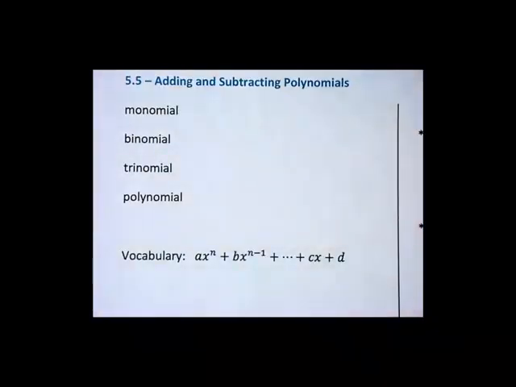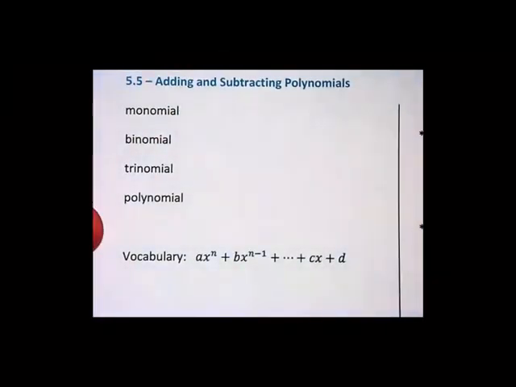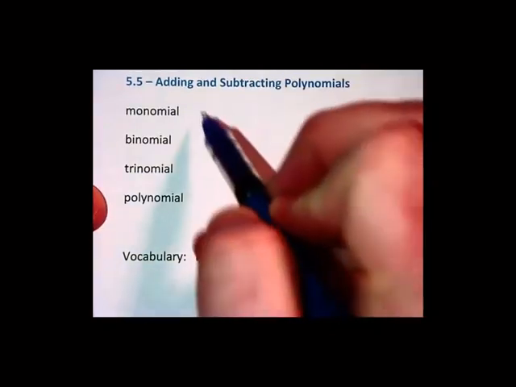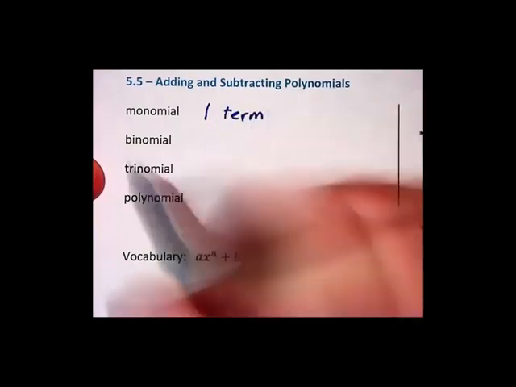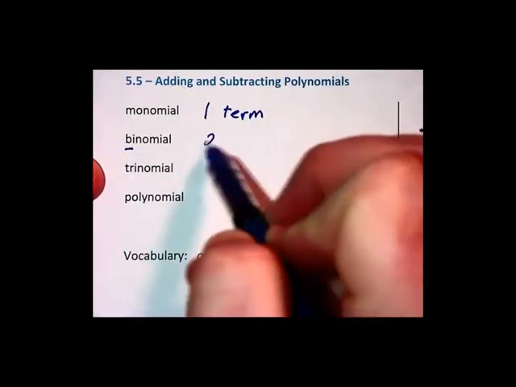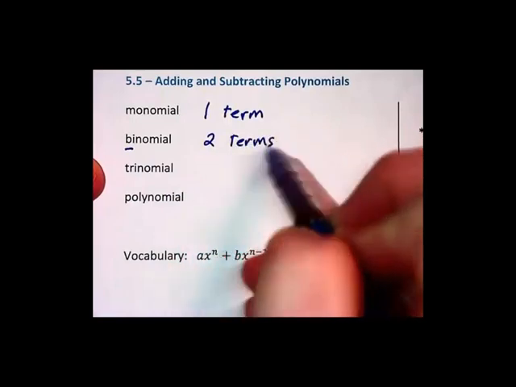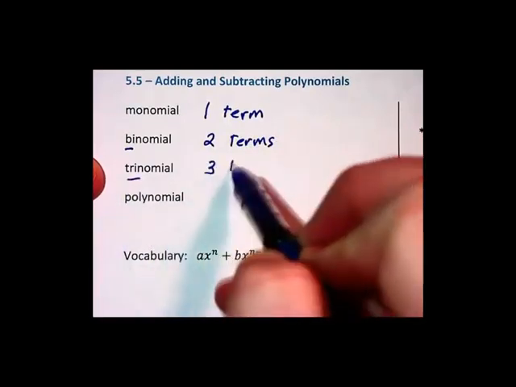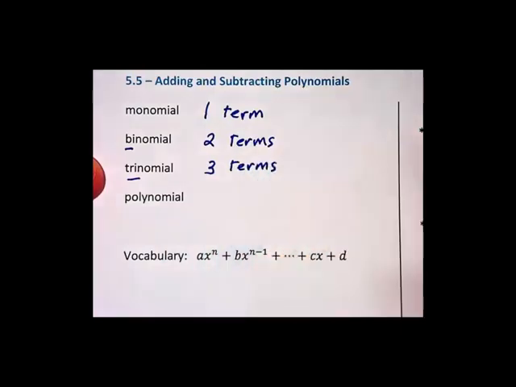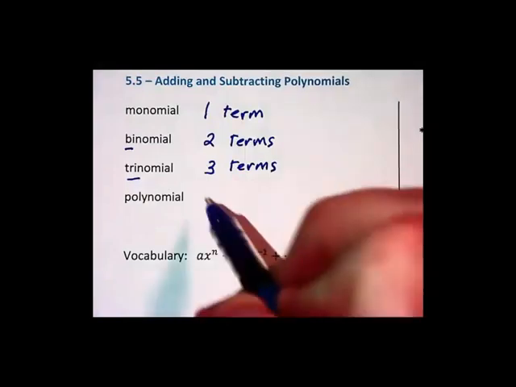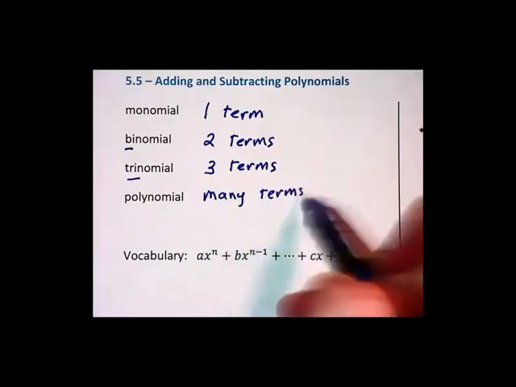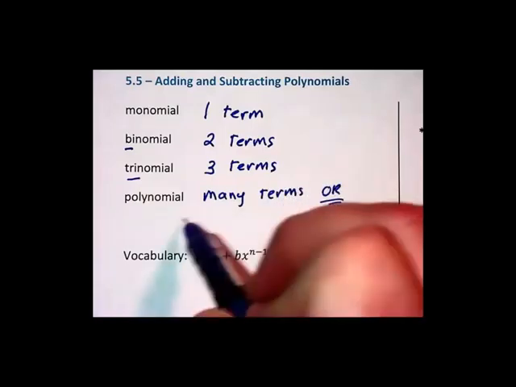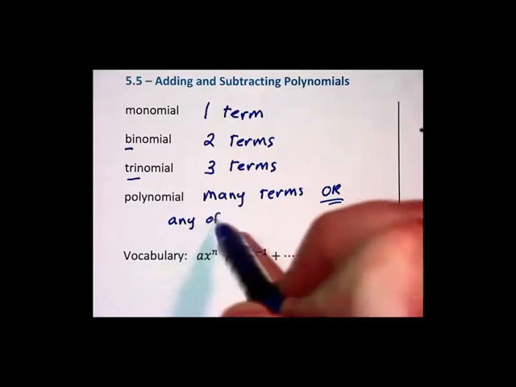We begin this introduction to polynomials with some vocabulary. The word monomial usually refers to a term or a single term. Binomial, that's got the prefix bi, refers to two terms. Trinomial refers to three terms. And you're probably used to, from your English classes, thinking of the prefix poly representing many. It can refer to many terms. So I'm going to write it, but I'm going to say or it can refer to any of the above.